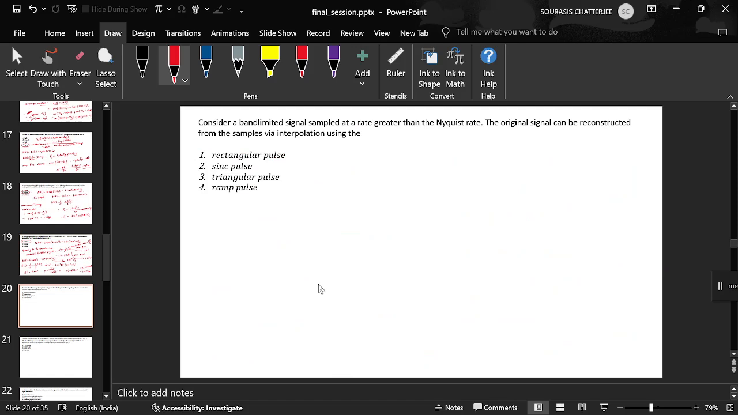So we have a band limited signal which is being sampled at a rate greater than the Nyquist rate. What is the original signal reconstructed from the samples via interpolation using which one of these pulses? Whenever I say a band limited signal sampled at a rate greater than Nyquist rate, I can immediately see what's happening. This is, let's say, the spectrum of the signal. If we sample at a rate greater than Nyquist rate, we will obtain something like this: non-overlapping copies. This is 0, this is at fc, this is fc minus fm, this is fm, and there is a gap between them.